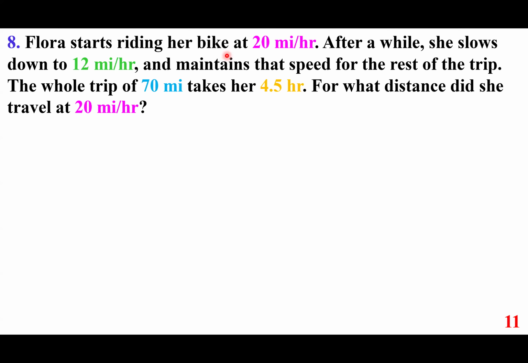Laura starts riding her bike at 20 miles per hour. After a while, she slows down to 12 miles per hour and maintains that speed for the rest of the trip. The whole trip of 70 miles takes 4.5 hours. For what distance did she travel at 20 miles per hour? This is a class of problem known as motion problem.